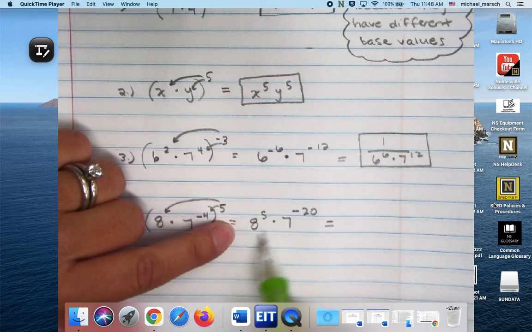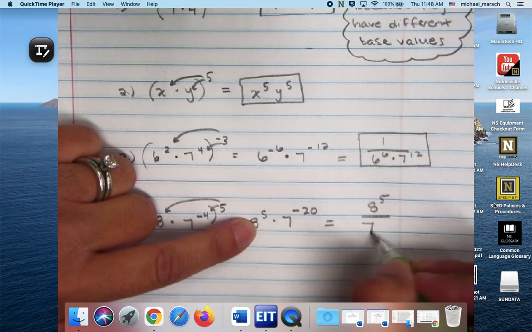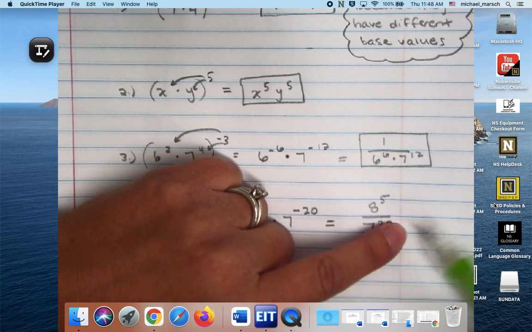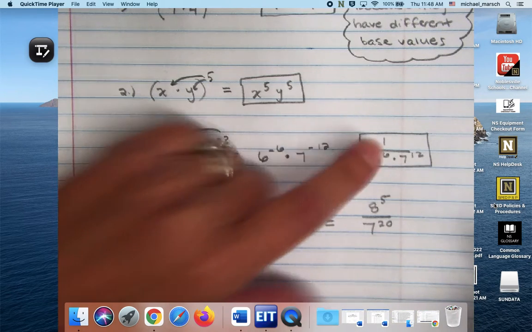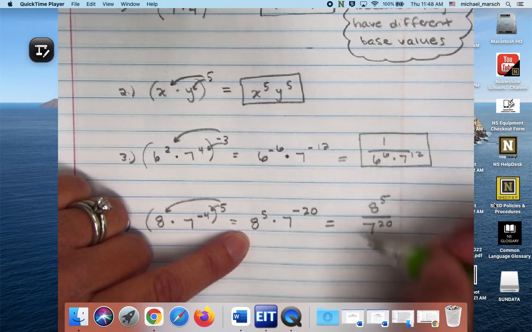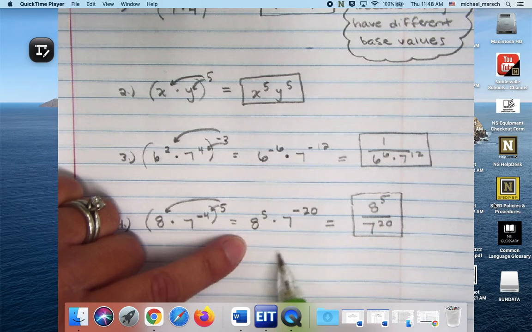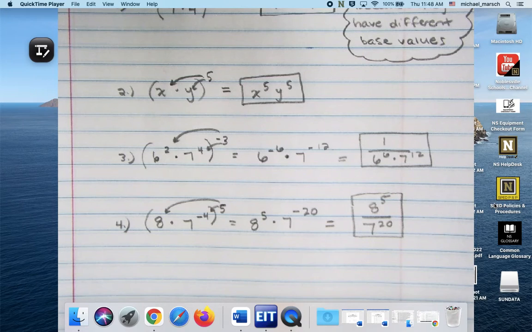So because this is positive, this is going to stay in my numerator. And because this is negative, this is going to go to my denominator. But what you were saying was 8 to the 5th over 1 times 1 over 7 to the 20th, which is this exact thing. So yes, positives can stay where they are. Negatives have to be moved. And since this whole thing is technically over 1, that's why this stays in the numerator and this goes down to the denominator. You only rearrange what has negative exponents. Everything else stays where it is.